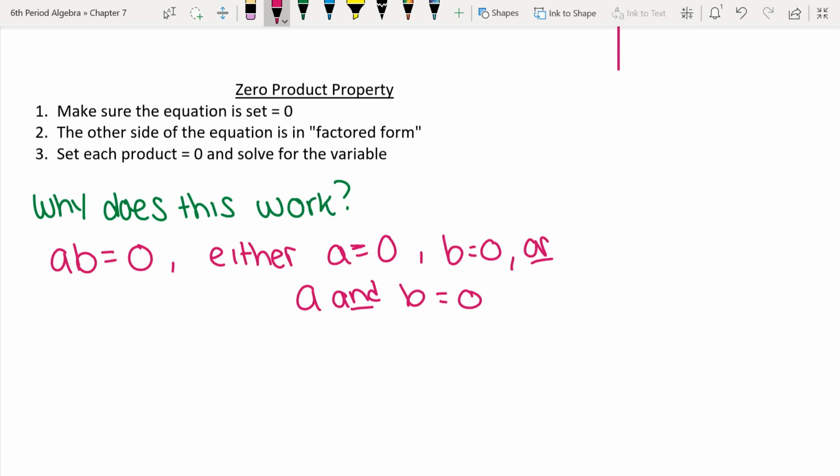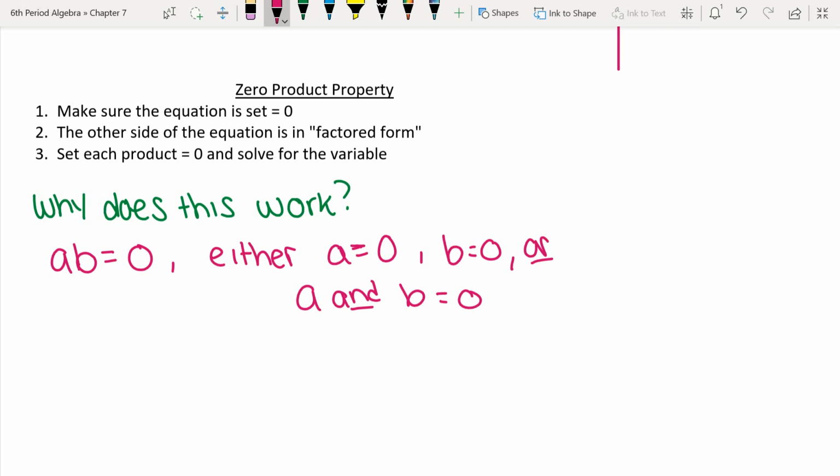When we use the zero product property, just how we solve any polynomial equation, which is literally the equations that you will have for the rest of the school year, our first step is to make sure the equation is set equal to 0. That part should be pretty easy. Step 2 says the other side of the equation needs to be in factored form, which for this section will be pretty easy because all of our problems will be ready to go there. Step 3 says set each product equal to 0 and solve for the variable.